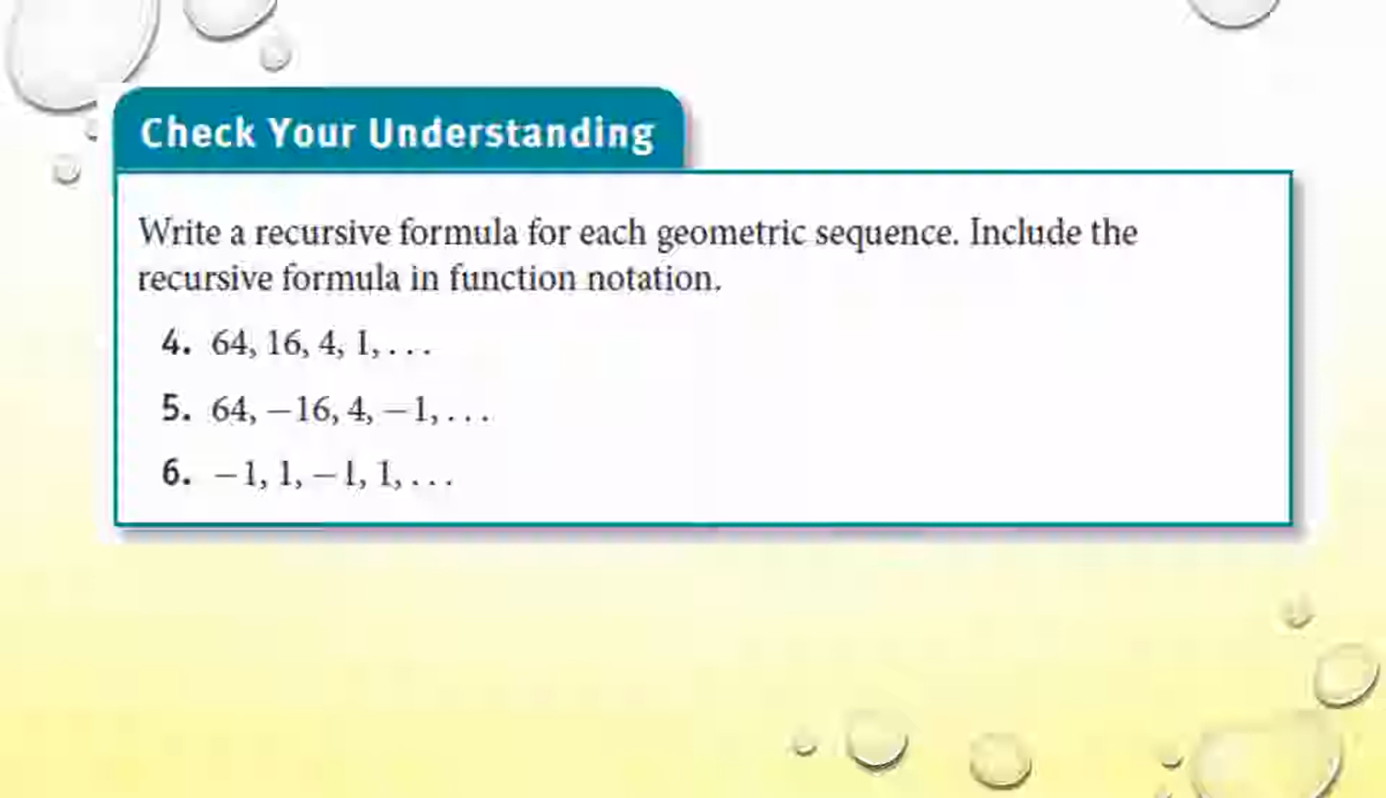I just noticed that I left off number 3, so I'm going to do it right here. It said the recursive formulas for the viral video sequence are partially given below, and they have this written: a sub 1 equals 1 and f of 1 equals 1. And they want us to complete the formulas by writing the expressions for a sub n and f of n. So a sub n would be 3 times a sub n minus 1, and f of n would be 3 times f of n minus 1.